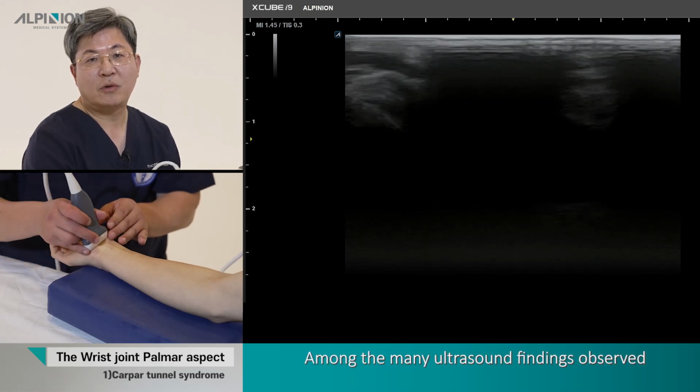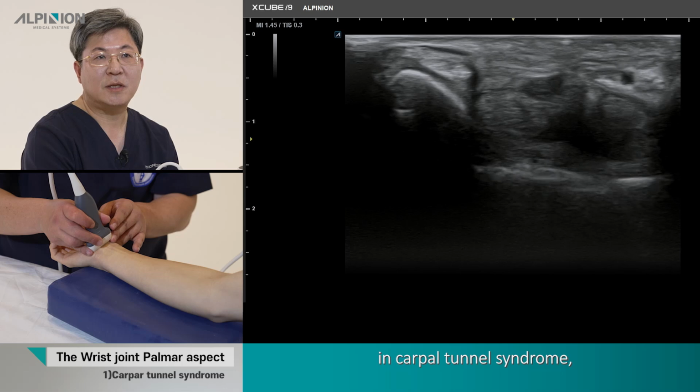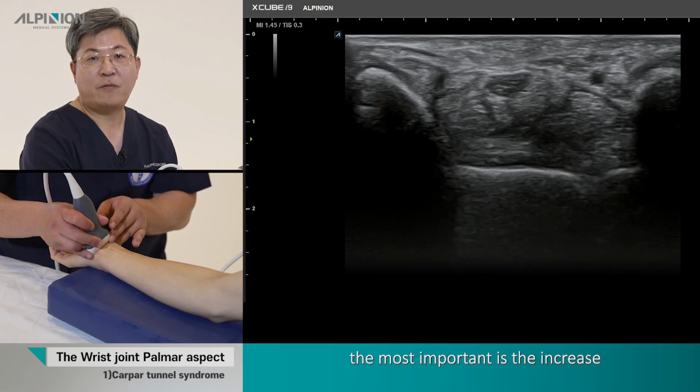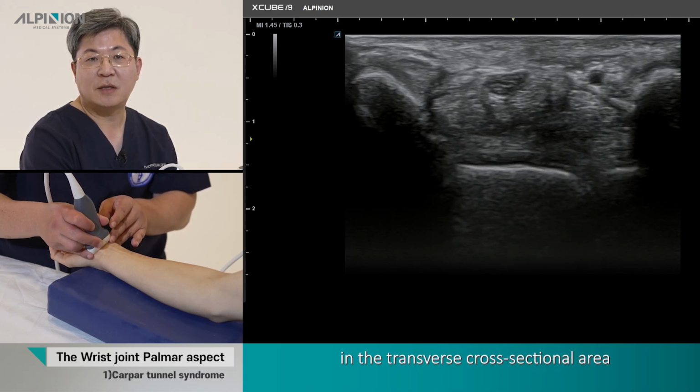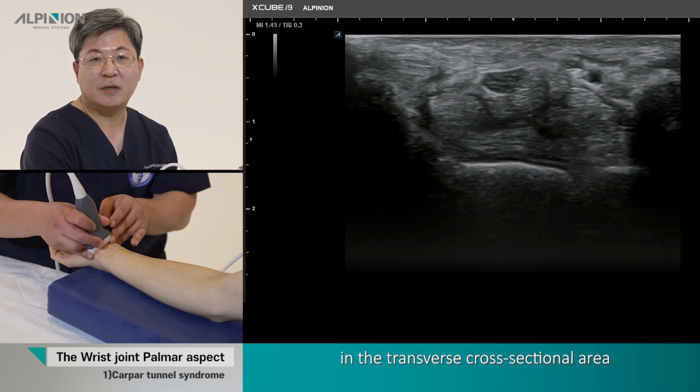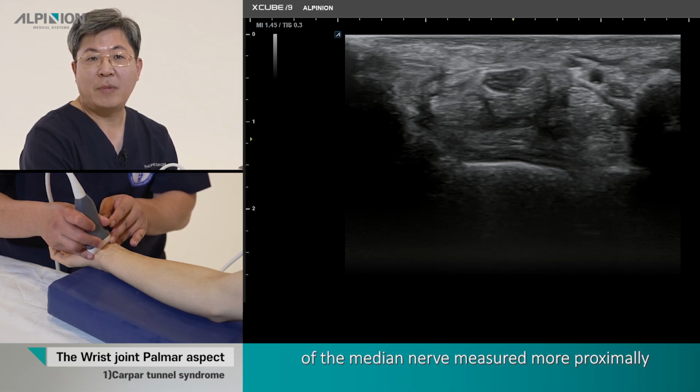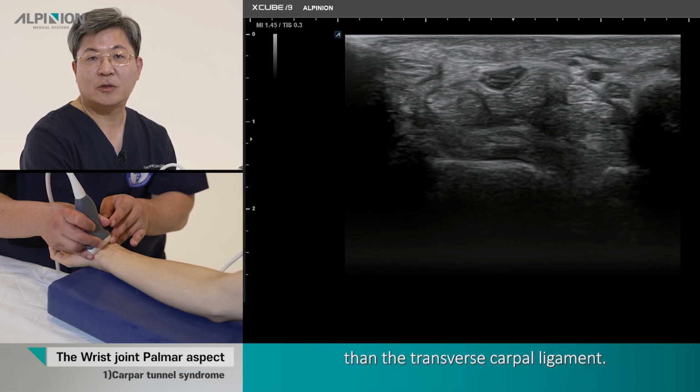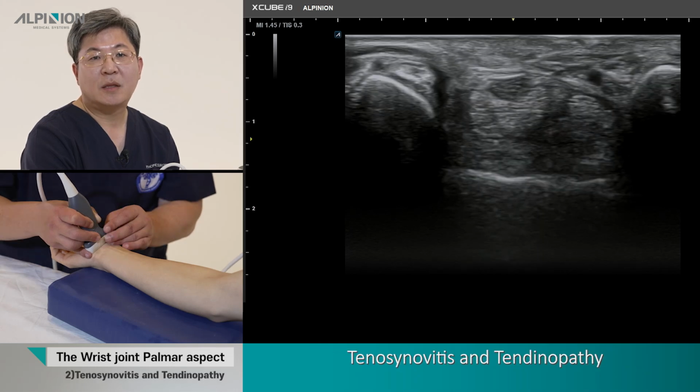Among the many ultrasound findings observed in carpal tunnel syndrome, the most important is the increase in the cross-sectional area of the median nerve, measured more proximally than the transverse carpal ligament.